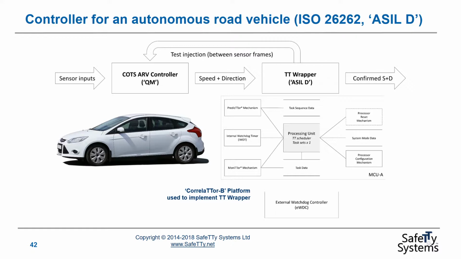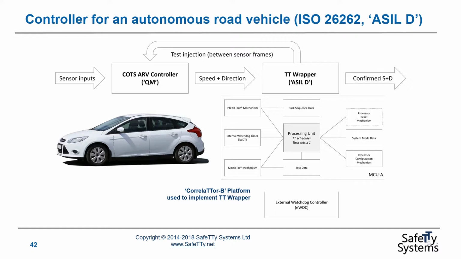This is another example of the use of a wrapper in a safety critical embedded system. So in this design, we're looking at an automotive design developed in compliance with ISO 26262, again at ASIL D. So what we're assuming here is that we've got an autonomous road vehicle controller, an ARV. And this is, we assume, considered to be QM software. So it's not qualified software, it's not ASIL rated software in this ISO 26262 design. It might, for example, include a neural network.